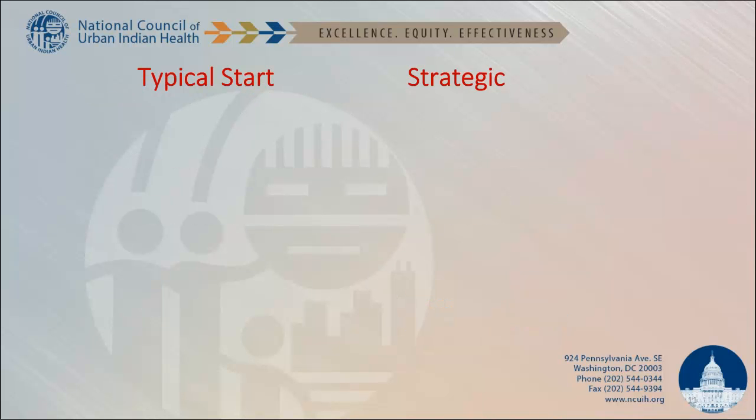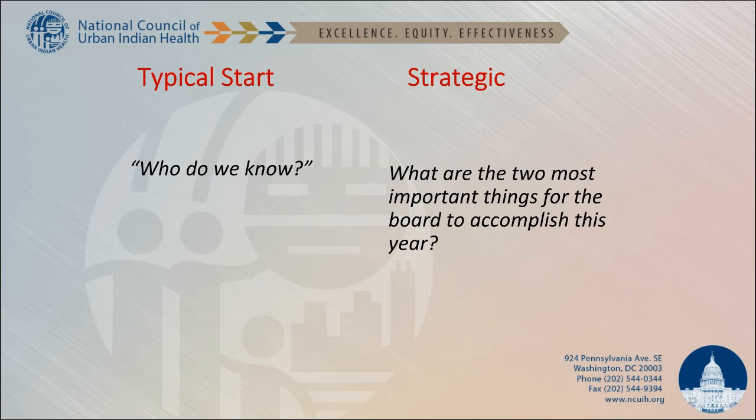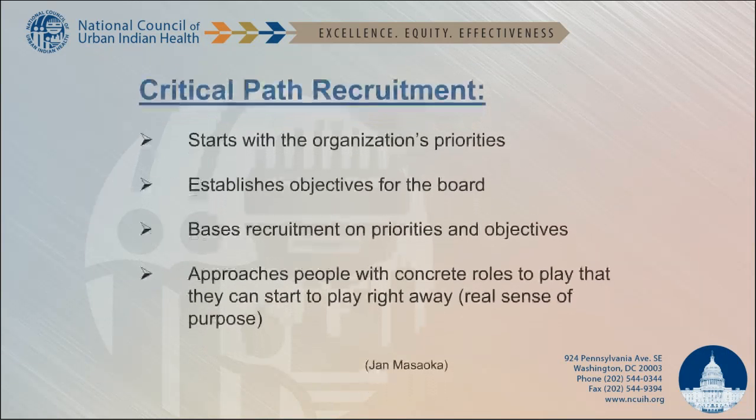and then the things that are more specialized. And as I think about folks and talk about when you begin recruiting, you typically begin with the question, who do we know? And what Jan Masaoka suggests is that there's a better question to begin with. Rather than ask the question, who do we know, begin with the question, what are the two most important things the board needs to accomplish this year? What are those really important things, those actions that have to happen, those initiatives that have to be advanced? What are those one or two or three most important things that we need to do as a board? And in your recruitment process, you recruit somebody to those specific tasks.